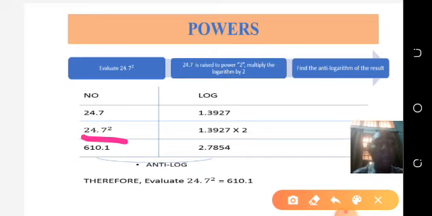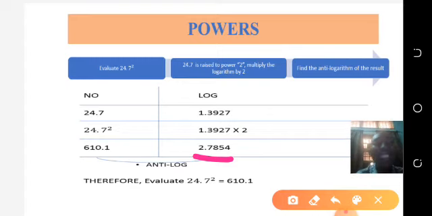When you multiply by 2, it's going to give us 2.7854. Now, with that, we can check the anti-logarithm. That means you are checking the anti-logarithm of 78 under 5, difference of 4. And when you check that, it's going to give us 6101.